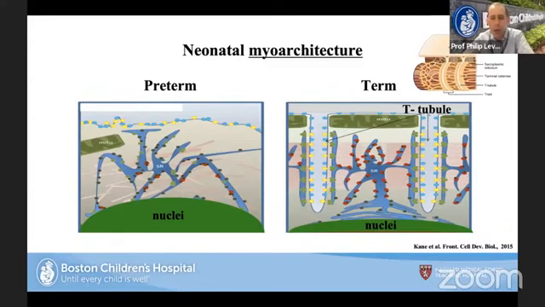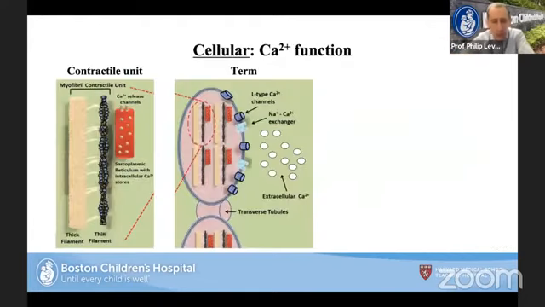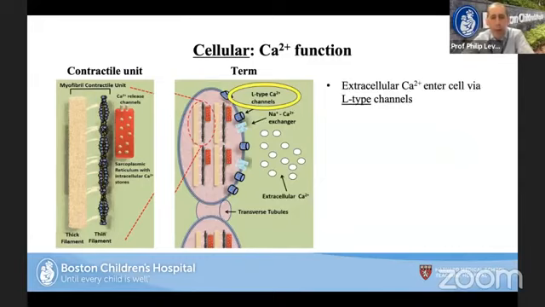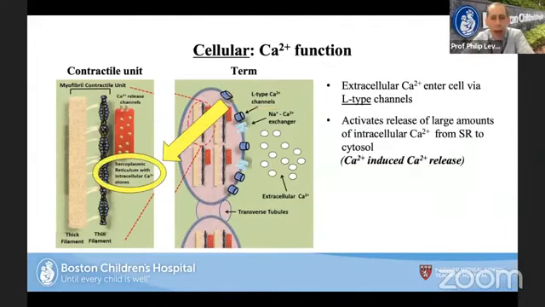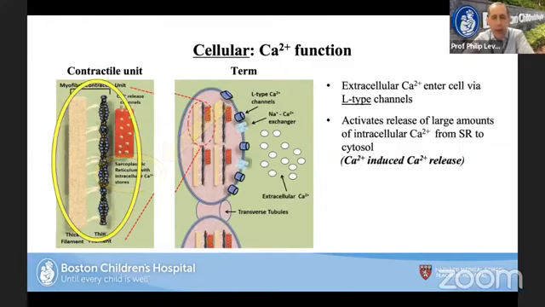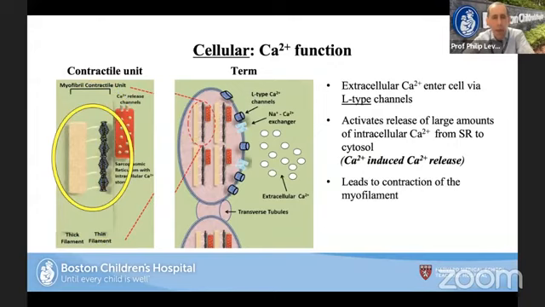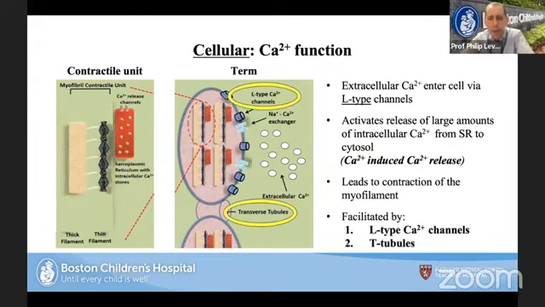to the sarcolemma. We take that a step farther, and this picture comes from my good friend Afif El-Kufash with calcium metabolism. Again, very high level, what we know is that you have extracellular calcium. The white dots go through L-type channels into the cell. That activates the release of large amounts of intracellular calcium. So you have calcium-induced calcium release inside, from outside to inside. And then you have contractility of the myofilament. And all of this is facilitated by the L-type channels and T-tubules.